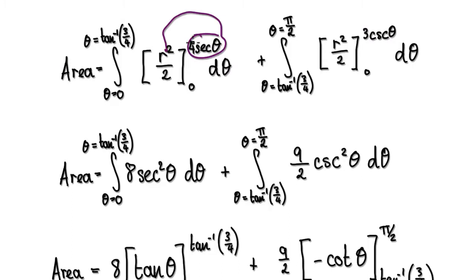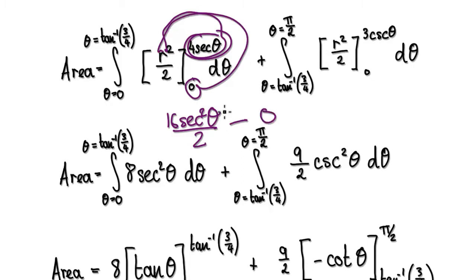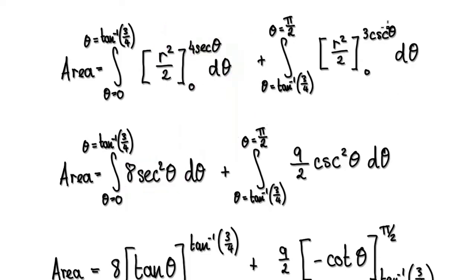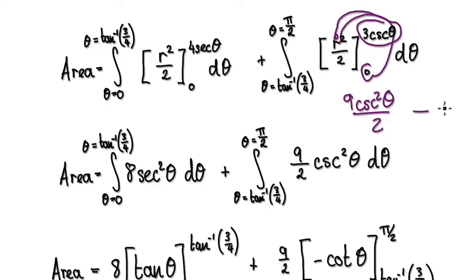So when you square it, it will give you 16 secant squared theta over 2. And then you take away, and when you put this into here, it would be 0. If you tidy this up, this becomes 8 secant squared. And the same goes over here. When you put this into here, it will be 9 cosecant squared theta over 2, and then you take away, now put the 0 into here, that would be 0. So this thing here becomes this.